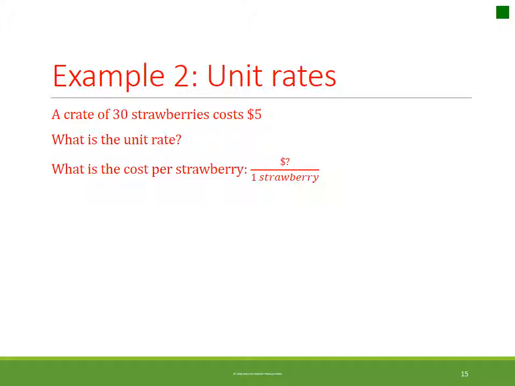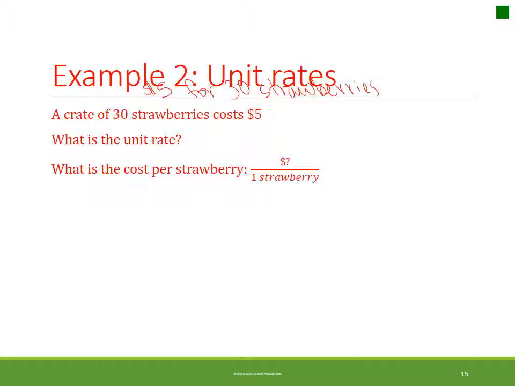And this really should say a crate is $5 for 30 strawberries, because we're looking at ratios, so order is important. So it really should say there's a $5 crate of 30 strawberries, or a crate costs $5 for 30 strawberries, rather than 30 strawberries for $5.